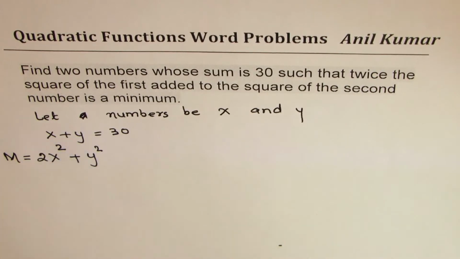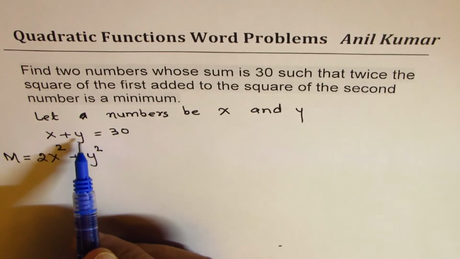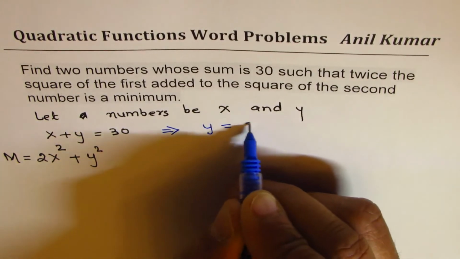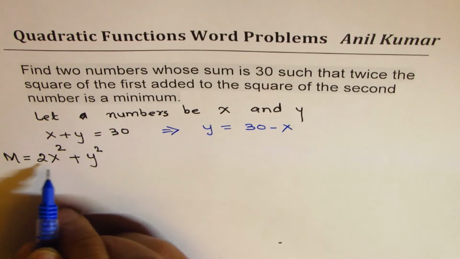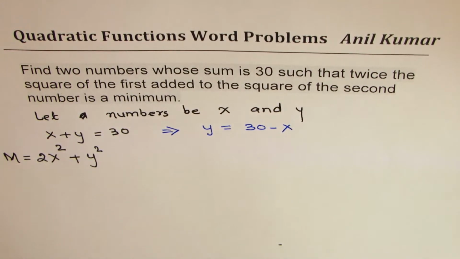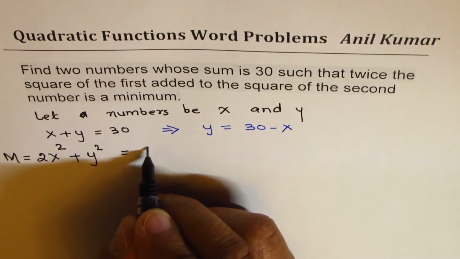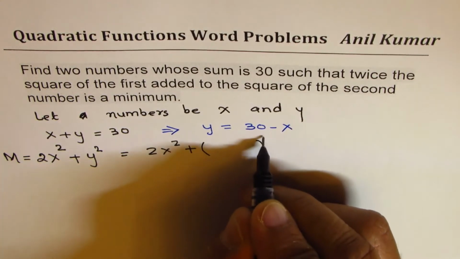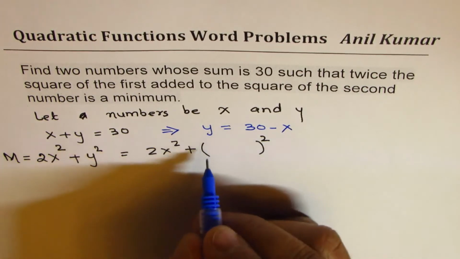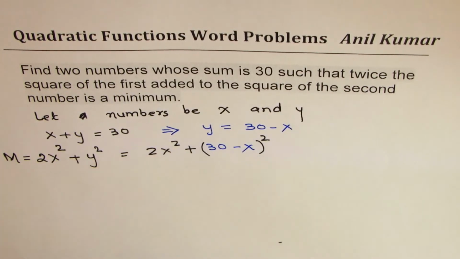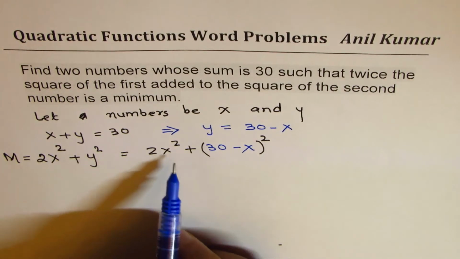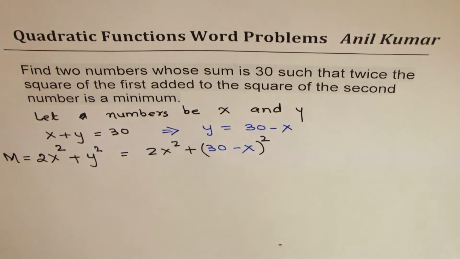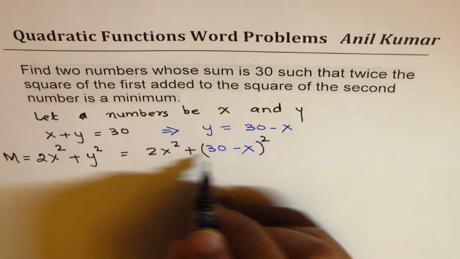Now, from the first condition, we can isolate y. So from this condition, I can write y equals 30 minus x, and I can substitute in my second equation. That's the whole idea. So what I get here is 2x squared plus, within brackets, the square of 30 minus x. Does it make sense? Now, by doing so, we have an equation in a single variable, and that too a quadratic equation, right?